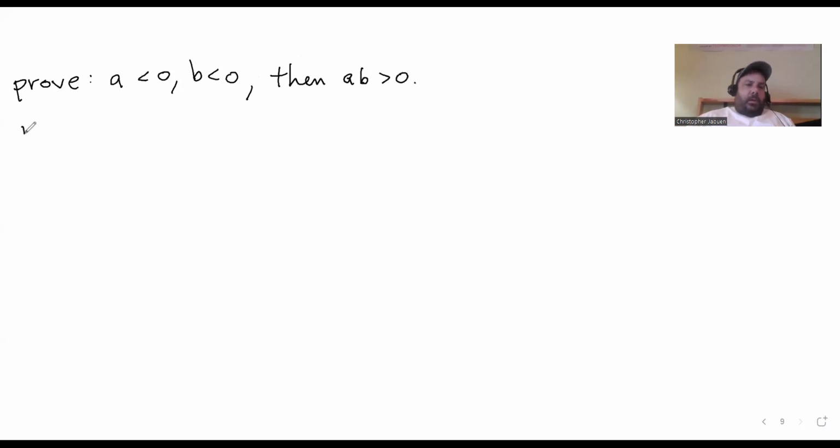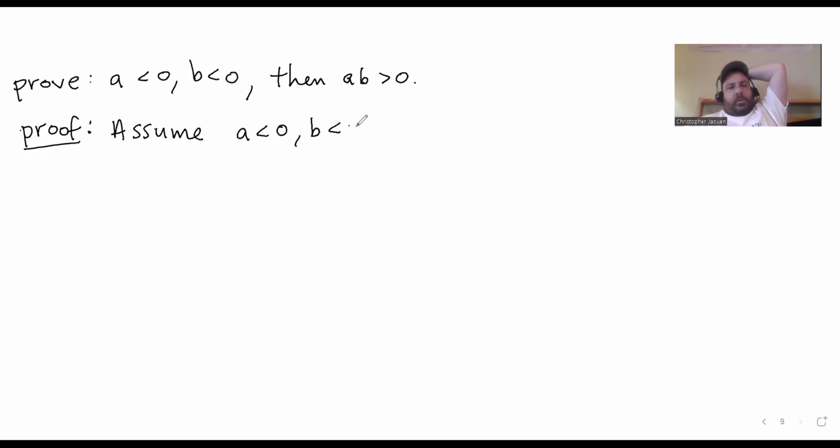All right, so here, this is what they want us to show. Prove: if A less than 0, B less than 0, then A times B is greater than 0. All right, so let's do that. So assume that the hypothesis is true. So assume A less than 0, B less than 0.